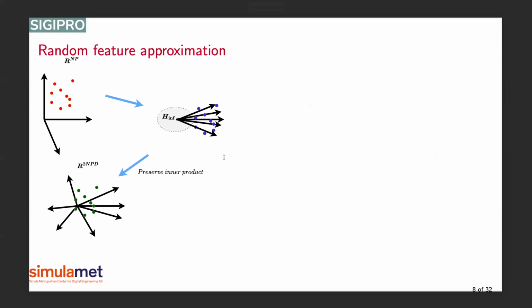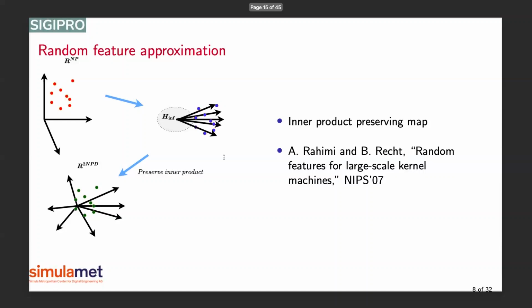In our case, the distance is induced by the inner product characterized by the kernels. So if we can approximate the kernel in Hilbert space in a lower dimensional space, we can approximate any function in RKHS in a lower dimensional space. That is what we do using random feature approximation.